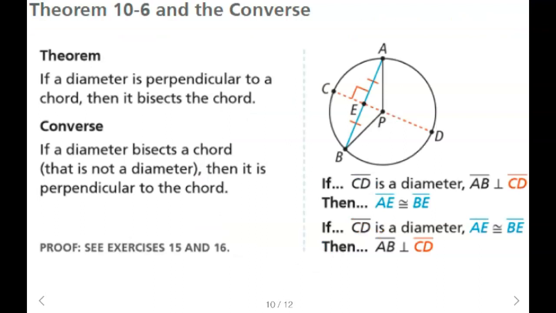Theorem 10.6 says that if a diameter is perpendicular to a chord, then it bisects the chord. So because this diameter is perpendicular to this chord, it splits it in half. Splits it into 2 congruent segments. The converse of that is true as well. If a diameter bisects a chord, then it is perpendicular to the chord.